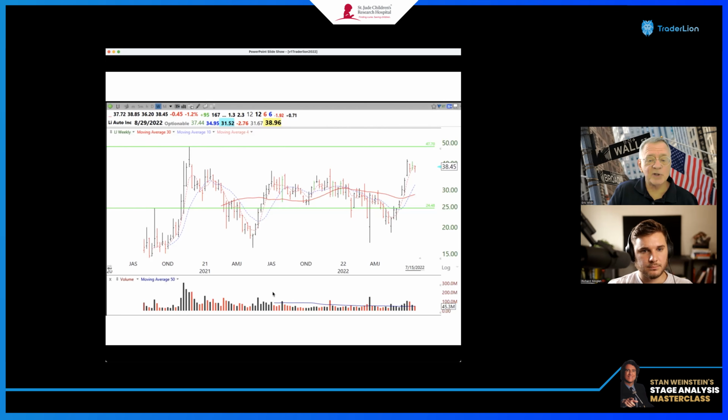All right, this is the other stock he mentioned. LI has a green line top. Again, had a green line breakout here, went from 25 to 50, has been going sideways now. I would wait for it to break the new green line again.